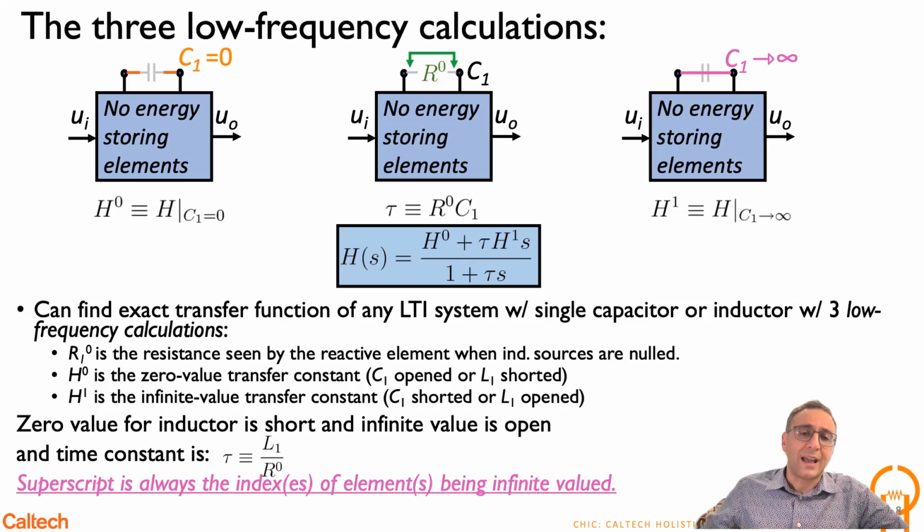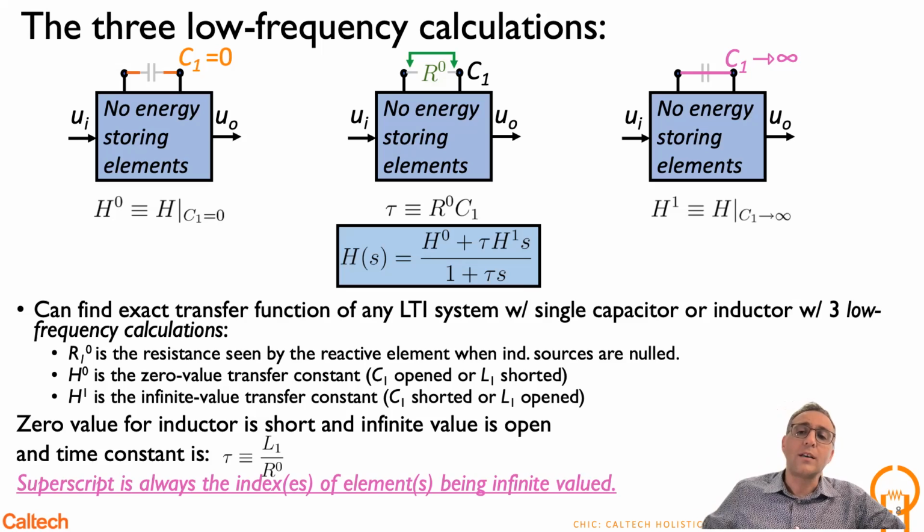H0, which is shown on the left-hand side, is basically when you set the capacitor or the element, it could be the inductor, to 0 value. Now, for a capacitor, if you set it to 0 value, it's an open circuit. And if the element were an inductor, it becomes a short circuit. But both of them are what we call 0 value. So H superscript 0 is the transfer constant; we call it a transfer constant because it has no frequency dependence, which is the ratio of UO to UI when the capacitor is open circuit.